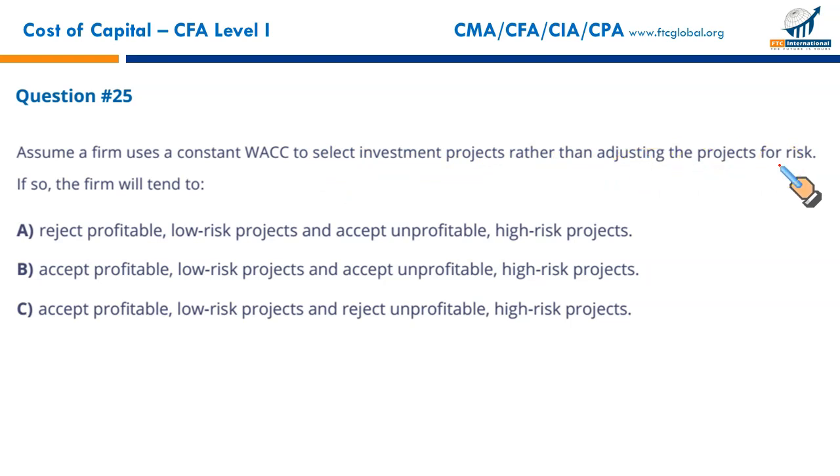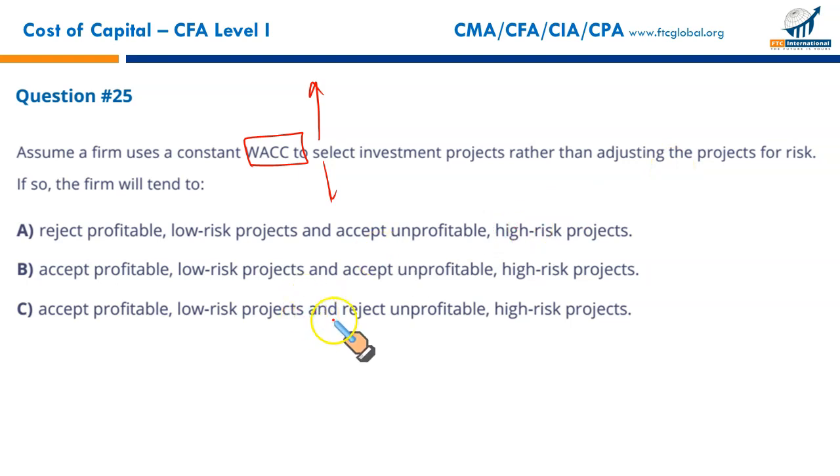If you do not adjust your projects for risk, the reason is your weighted average cost of capital needs adjustment upwards for risky projects. If the projects are less risky, you can adjust it downwards. So this firm has made a mistake. They did not adjust the WACC. Assume a firm uses constant WACC for all the projects, riskier or not. So what would be the likely result?